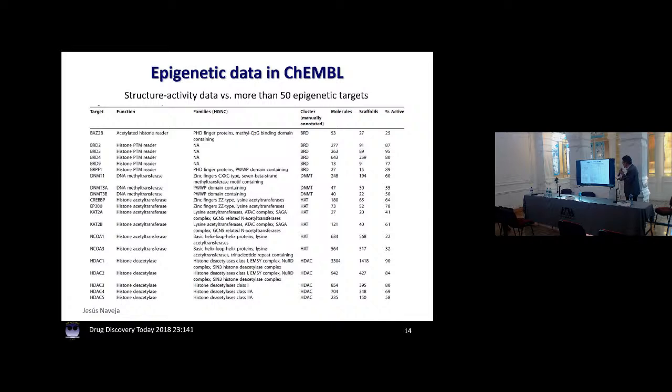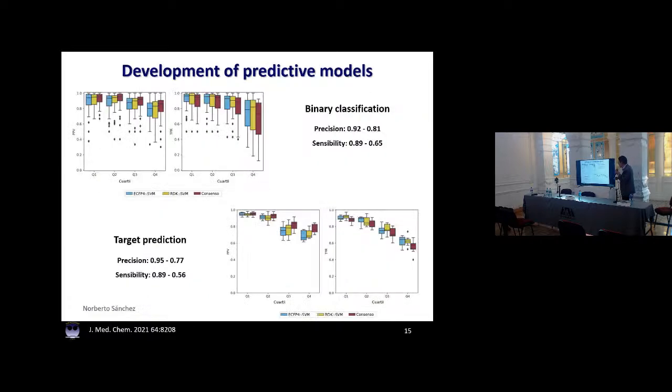Based on this data, one student in the lab, Norberto Sanchez, developed different machine learning models using extended connectivity fingerprints, radius 4, and RDKit fingerprints. He also developed consensus models combining both fingerprints. Overall, we obtained acceptable precision and sensitivity in terms of binary classification and in target prediction. Again, all this is based on the ChEMBL data at the time.